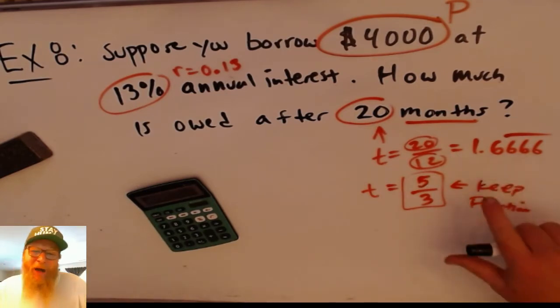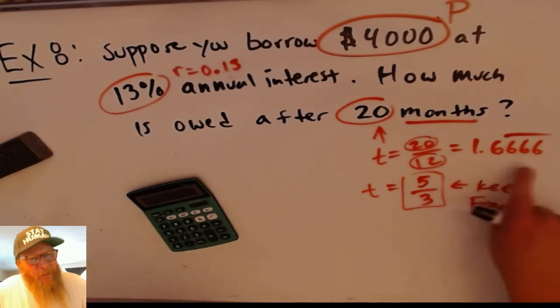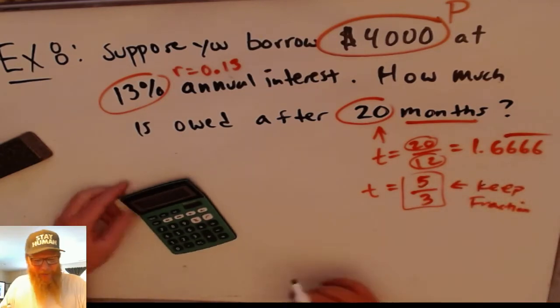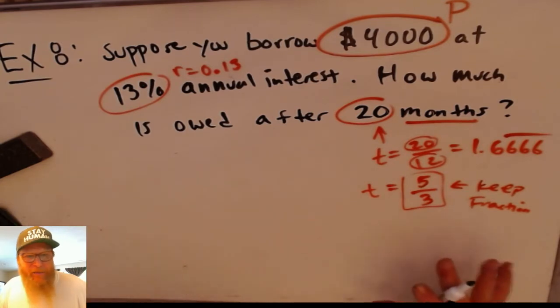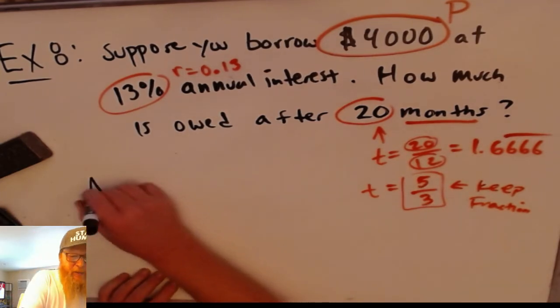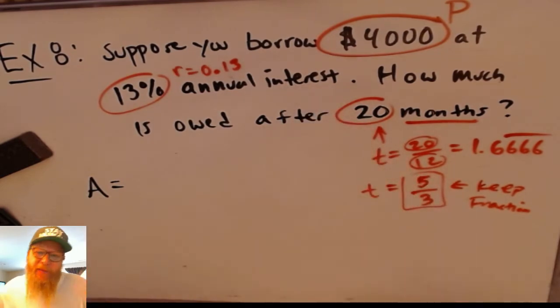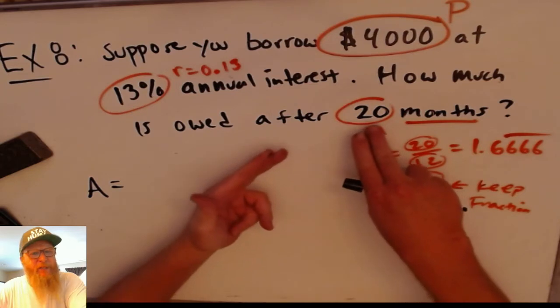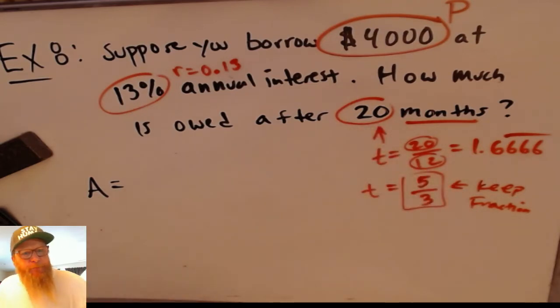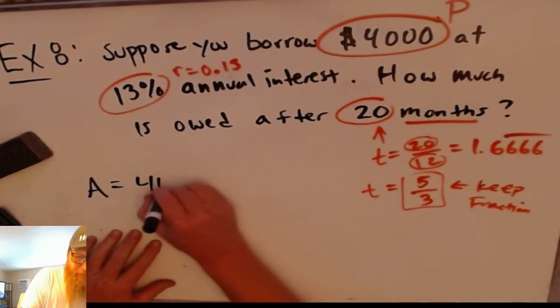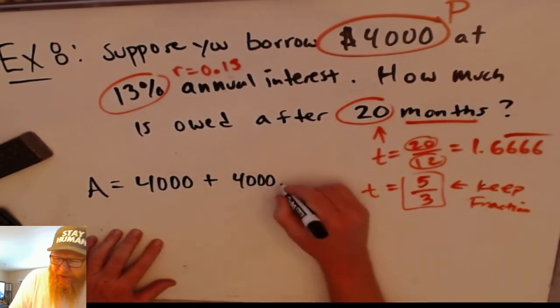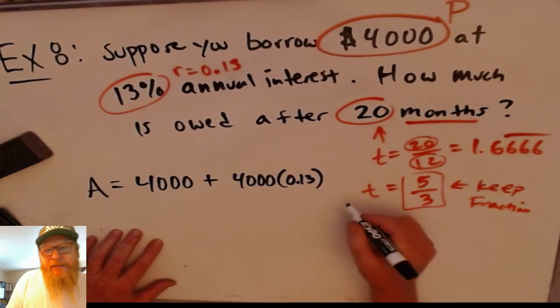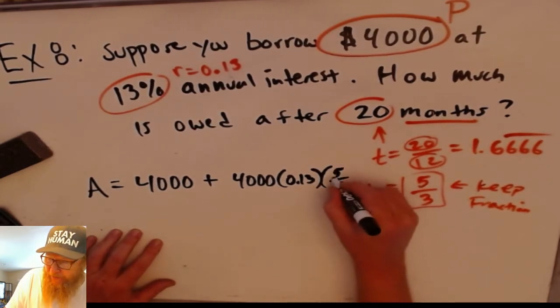Again, you probably could get away with using 1.66666 as long as you put enough sixes. But just to be safe, I don't want to be off by 1 penny or even a whole dollar and somehow get it wrong. So the amount that I now owe, and again, this is idealized. There's no monthly payments. There's no fees. There's no late payments. This is just as if 20 months later, that's a weird amount of time, but it's almost 2 years, now you owe this money. So $4,000 plus $4,000 times 13% times 5/3.